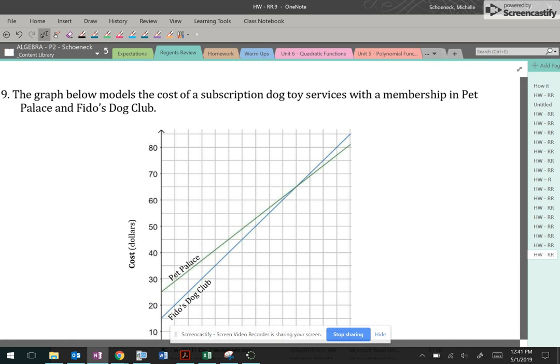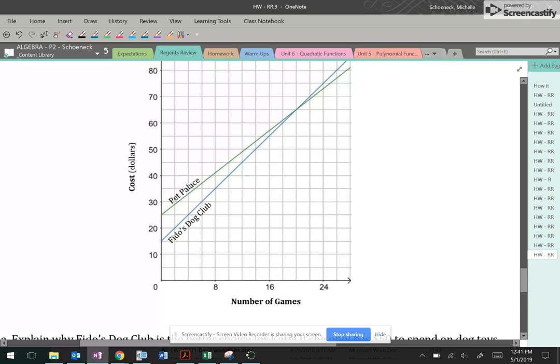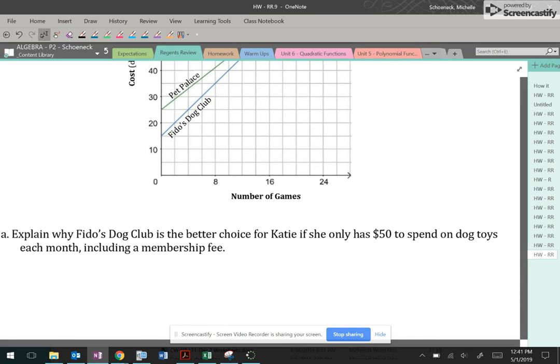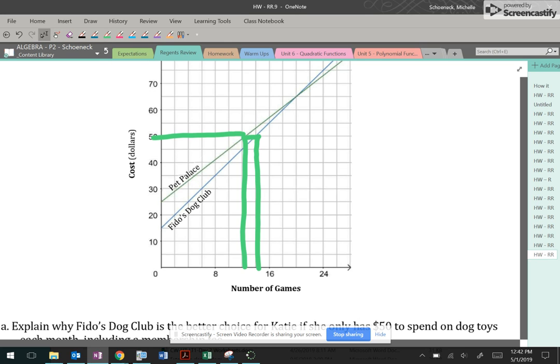The graph below models the cost of a subscription dog toy service with a membership in Pet Palace and Fido's Dog Club. Two linear functions on one grid, a system of equations. Explain why Fido's Dog Club is the better choice for Katie if she only has $50 to spend on dog toys. So I'm going to look at the cost, and I'm going to go up to 50. If she's at Pet Palace, she can get about 10 toys. Or sorry, that's going up by 2, so 12 toys. But if she does Fido's Dog Club, she can get 14 toys.